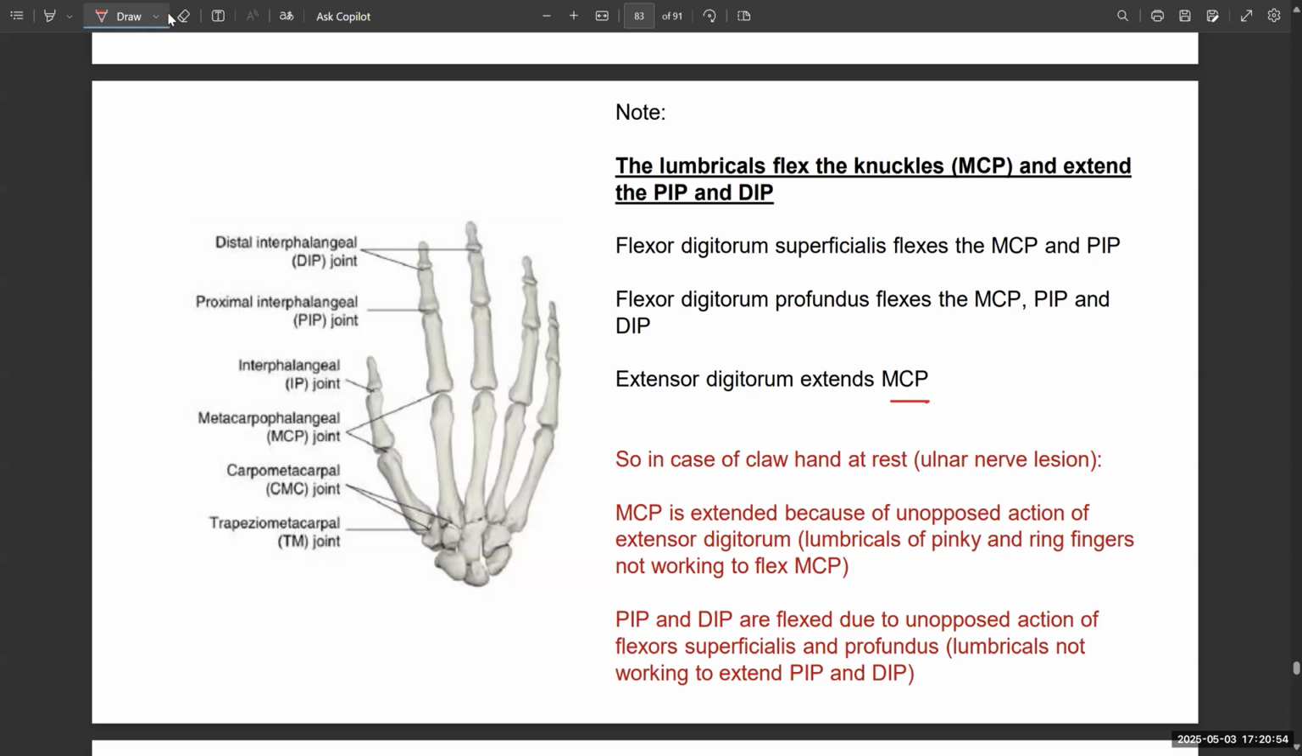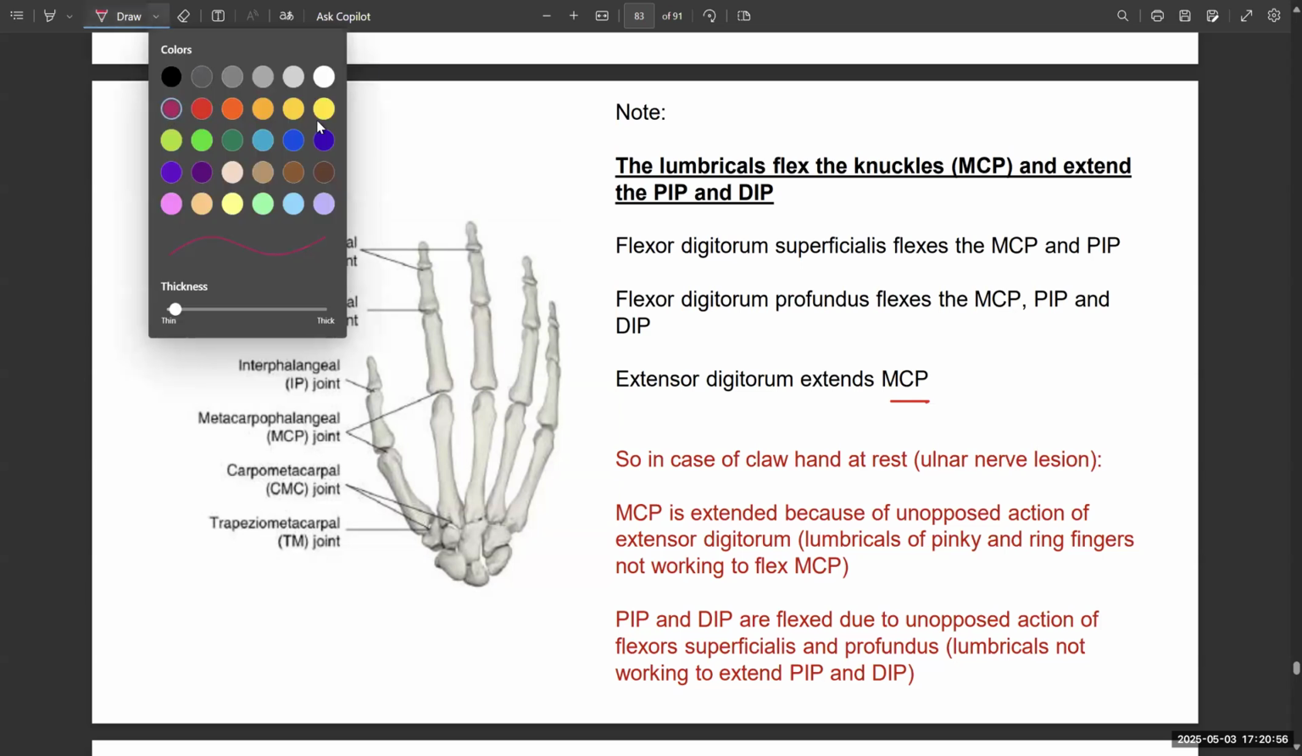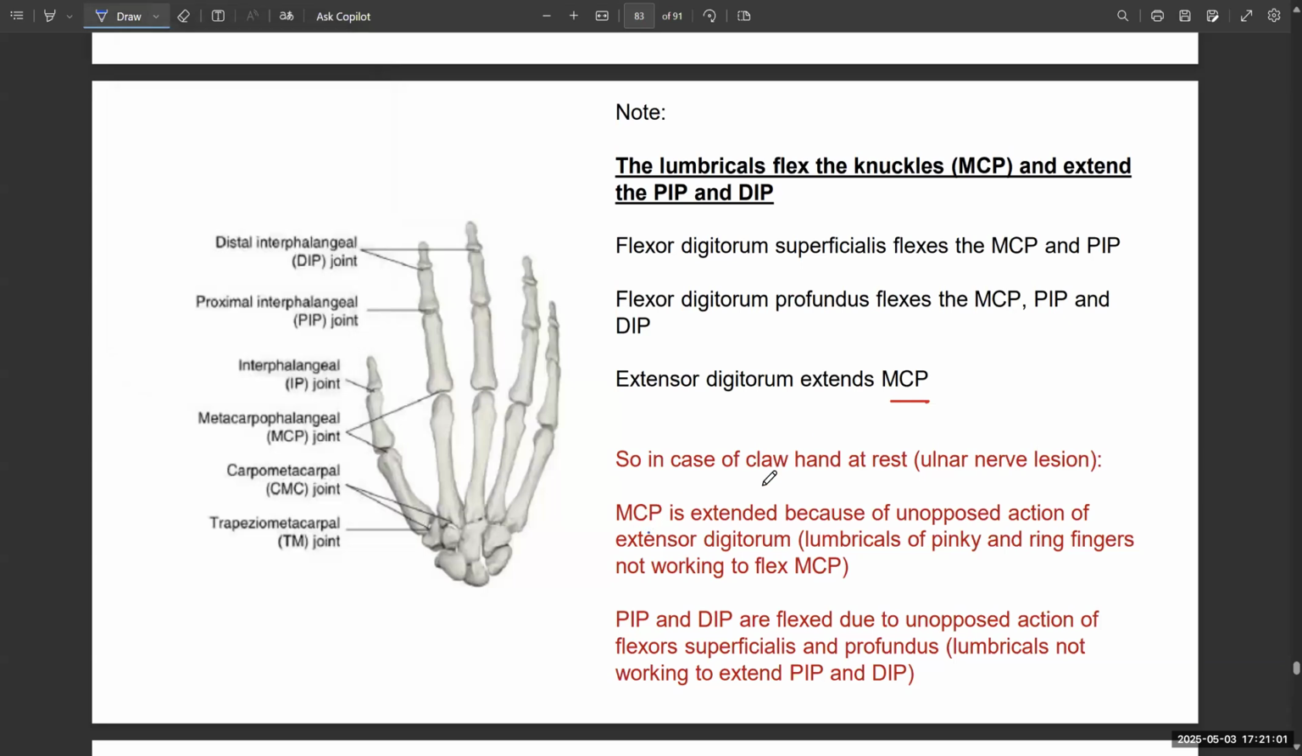Let me explain that. So you take blue. Okay. So in claw hand, the MCP is extended. Why is it extended? The knuckles are extended because of unopposed action of the extensor digitorum. The lumbricals of the pinky and ring fingers are not working to flex the MCP. The job of the lumbricals is to flex the knuckles. If those lumbricals are not working, then your knuckles will stay extended because of the unopposed action of the extensor digitorum.